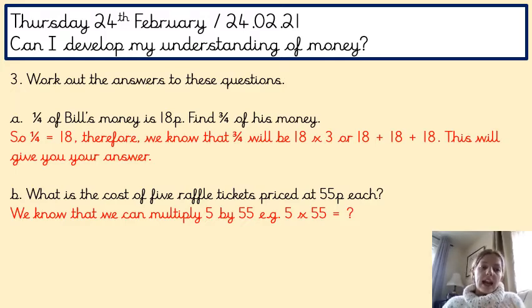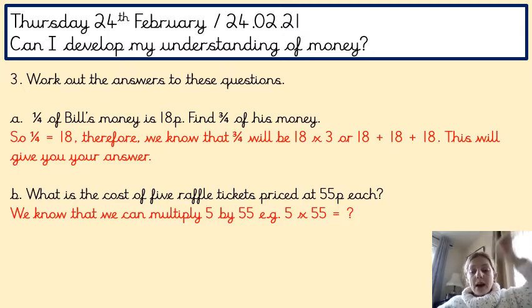So question 3 again wants you to work out the answer. It's getting you used to using pence and pounds, and to use multiplication and division when you use money, okay? So a quarter of Bill's money is 18p. Find 3/4 of his money. I already know in my head that 1/4 is 18. Therefore, I know that for 3/4, I would need to multiply 18 by 3, because I already know what 1/4 is.